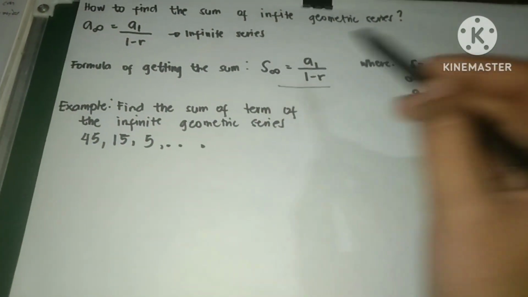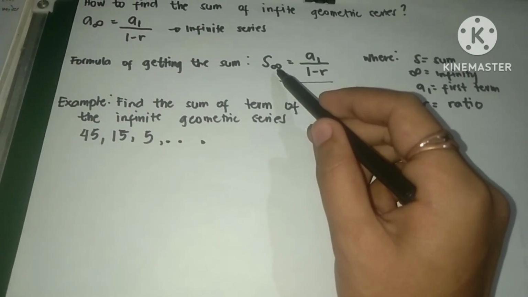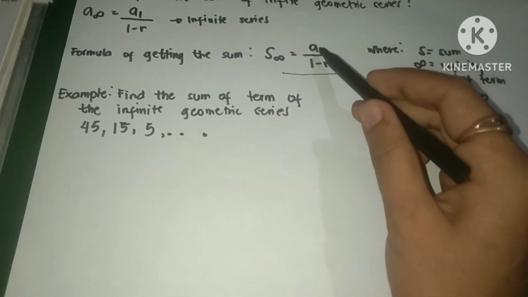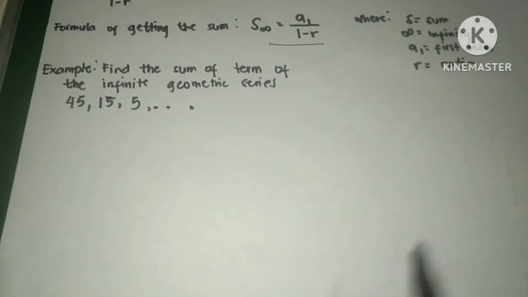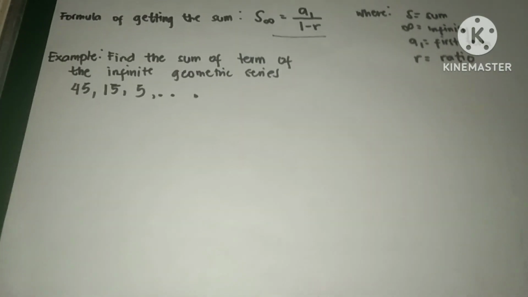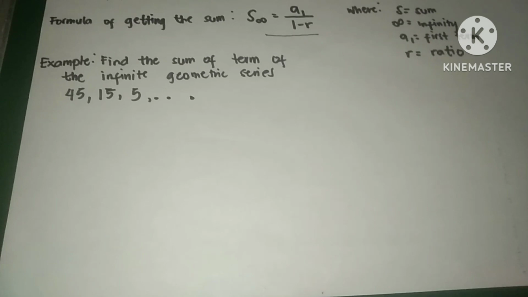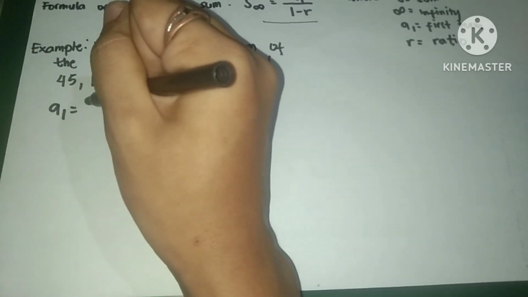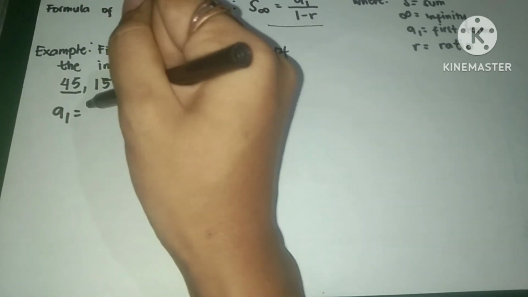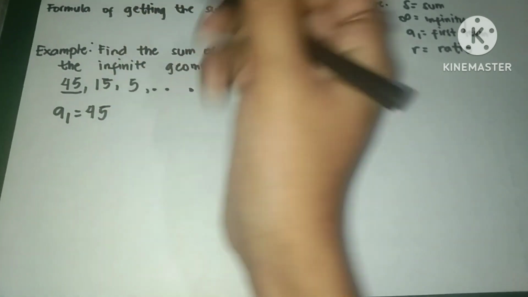S here is the sum to infinity, a sub 1 is what we call the first term, and r here is the ratio. So let us now solve this problem. Our first term here is 45, so our a sub 1 is 45.